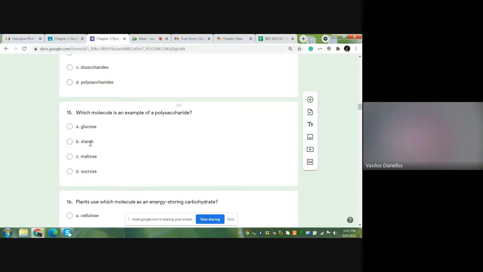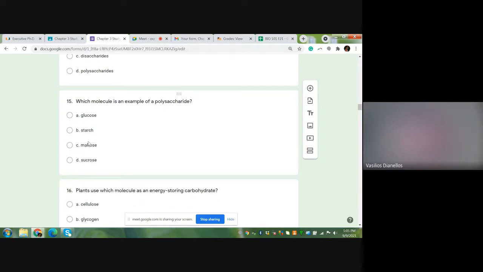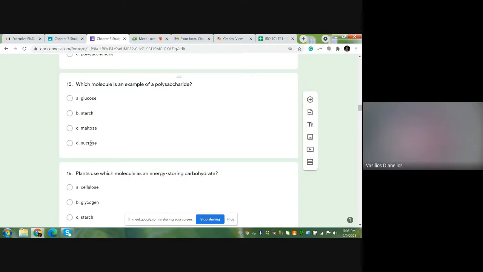Yeah, so that's the answer to that one. But I could put glycogen in there, or I could put cellulose in there. And either one of those would be correct. So any questions about number 15?